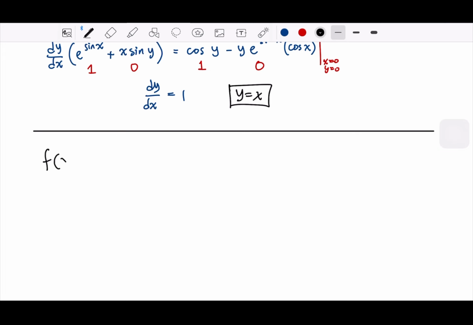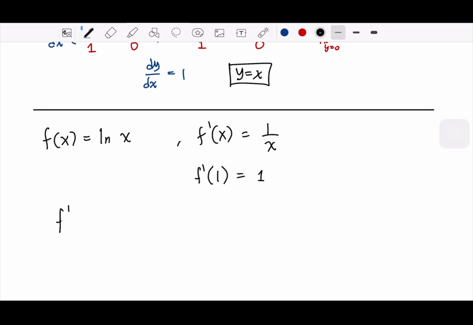Remember, if we have f of x equal to ln x, the first derivative is 1 over x, right? So f prime of 1 is equal to 1. Now remember that we can write f prime of 1 in terms of the limit definition.